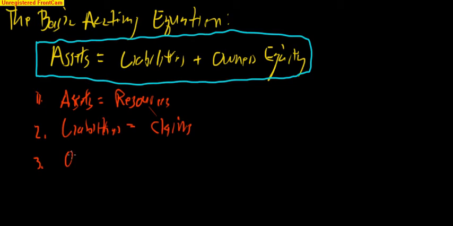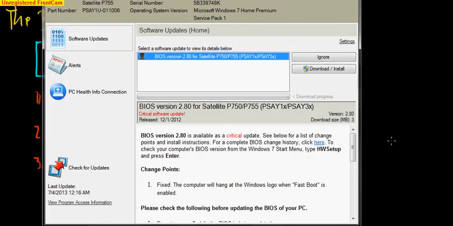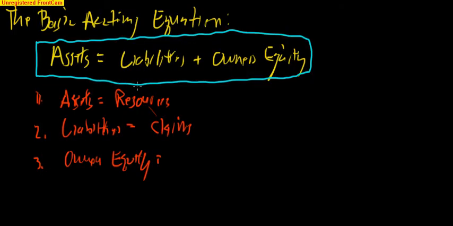Owner's equity is what's left over. It's claims that the owner has on the resources after subtracting creditor claims. Now you might be looking at this and you're probably going, what in the world are you talking about?